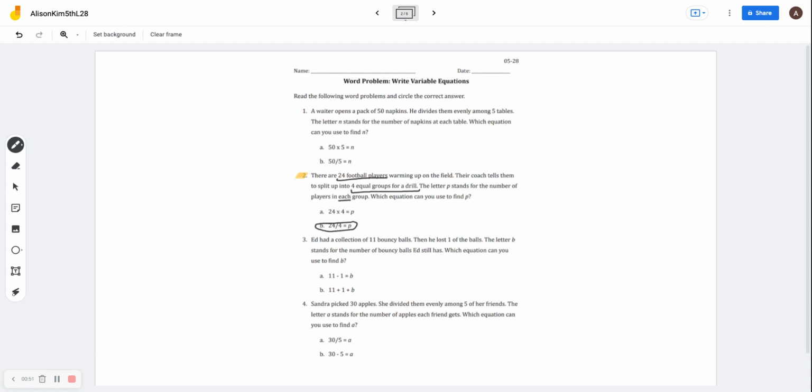Let's explain this a little bit further. When we divide the total number of players by the total number of groups, we would get the total number of players in one group because we're singling it out, right? But if we were to multiply it, then we would just expand the number of players, which doesn't make sense in terms of this situation. That's why the answer would be B.